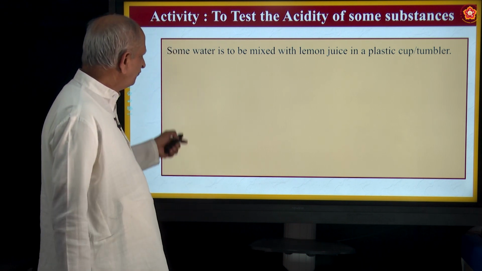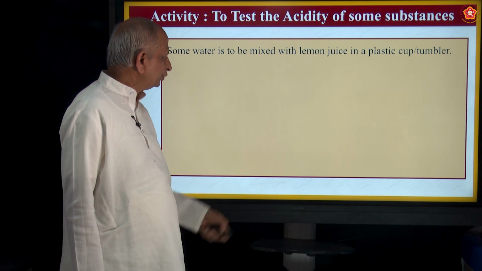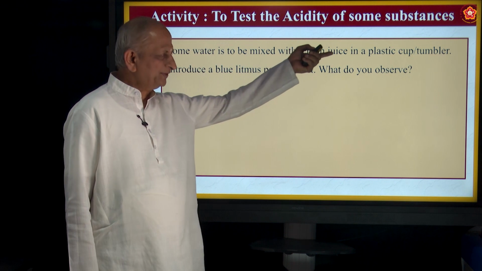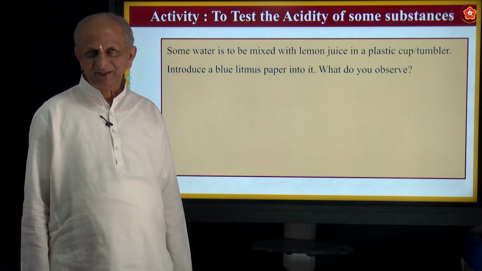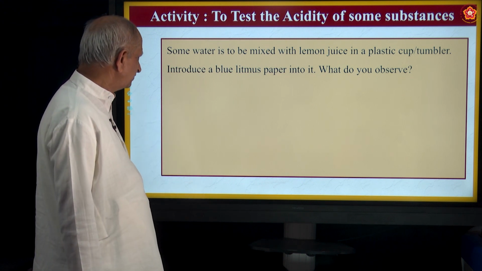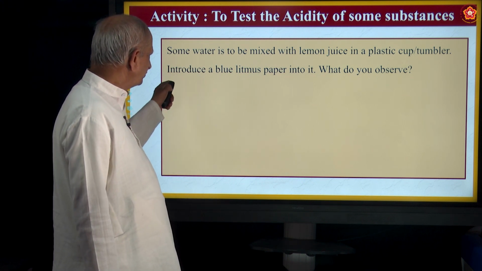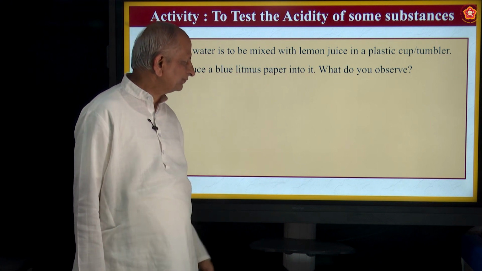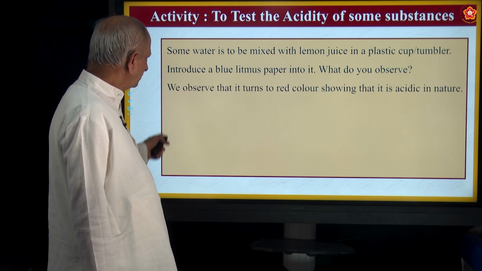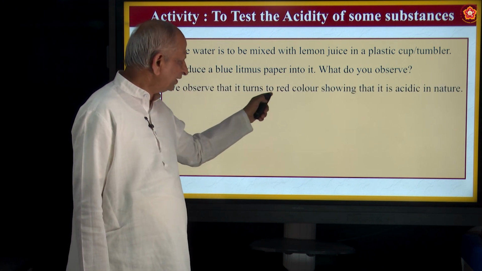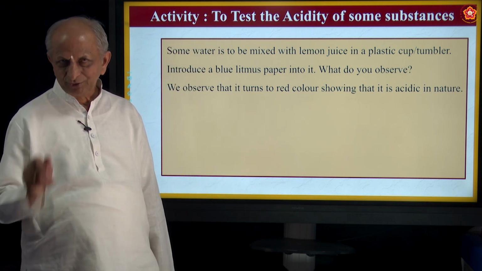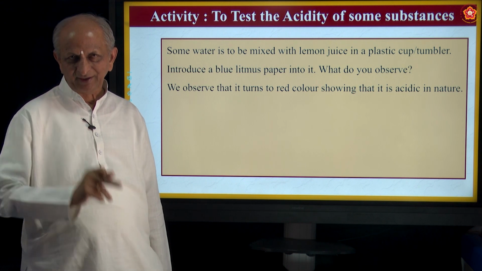So first prepare some lemon juice in a plastic tumbler. It need not be plastic, it may be steel also. Plastic actually is not so good for health, so better you have a steel tumbler. Introduce a blue litmus paper into it. What do you observe? Okay, we observe that the blue litmus changes to red color. What does it show? It shows that it is acid.